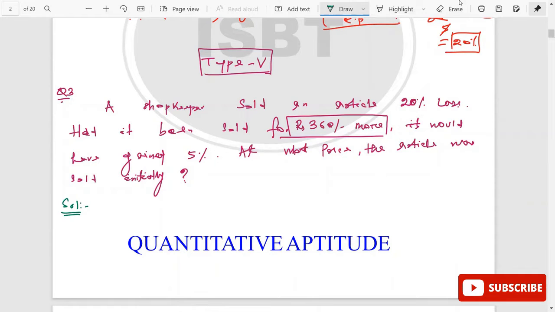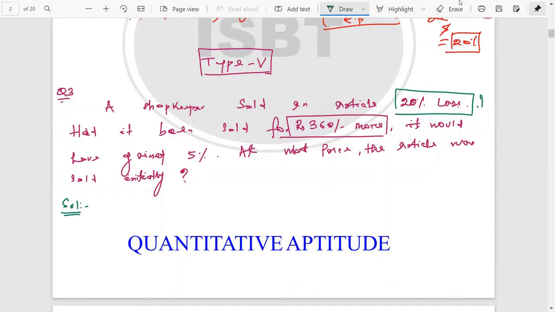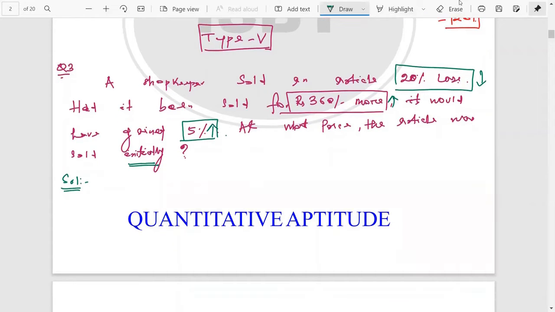Now, analysis again. The shopkeeper sold an article at a 20% loss. Had it been sold 360 rupees more, it would have gained 5% profit. Okay. The question is, at what price was the article sold initially? Now let's start the solution.